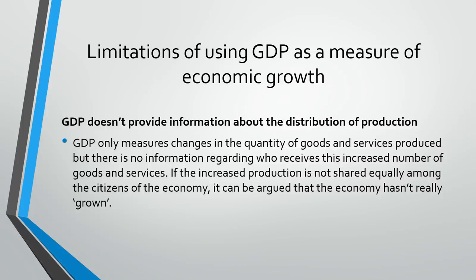GDP doesn't provide information about the distribution of production. It only measures changes in the quantity of goods and services produced, but there's no information regarding who receives this increased number of goods and services. So think about it, if more goods and services are being produced, but they're only going to the richest people in the economy, sure, GDP is going to go up, but has the economy really grown? It's an argument that people talk about. So it might be benefiting the people at the very top of the pay scale, or who can afford those items, but what about everyone else? The economy hasn't really grown.